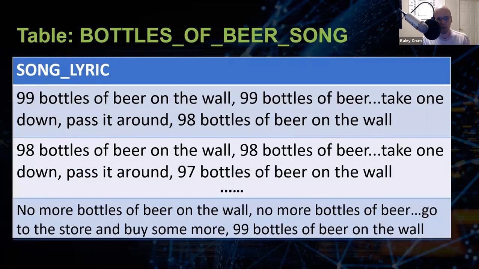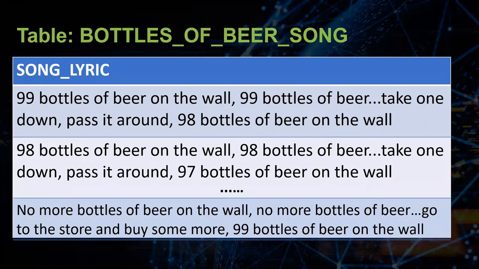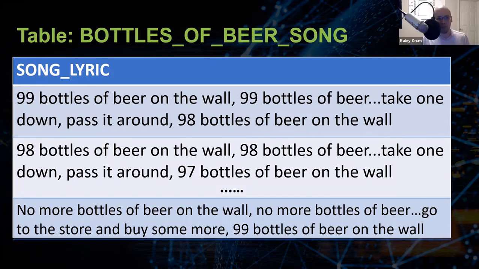Some of you might be familiar with the song Bottles of Beer. It goes 99 bottles of beer on the wall, 99 bottles of beer. You take one down, you toss it around, 98 bottles of beer on the wall. You keep on going all the way down until you get to no more bottles of beer on the wall, no more bottles of beer. Go to the store, buy some more, 99 bottles. There's 100 verses to this song.